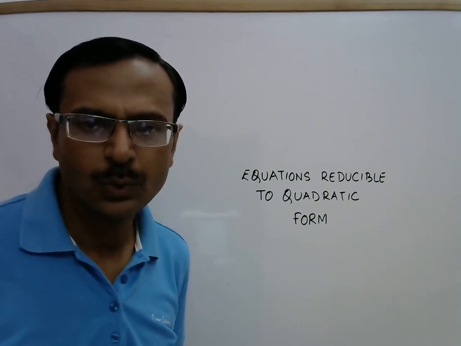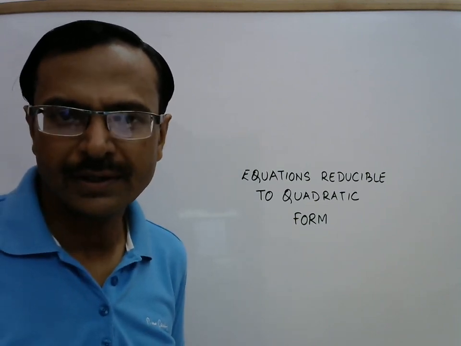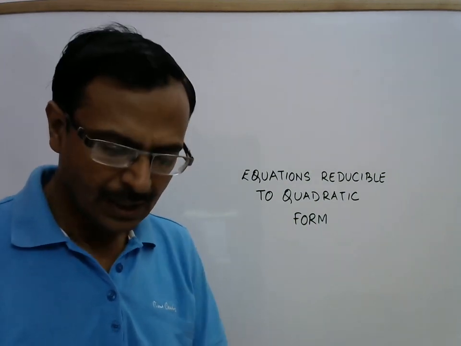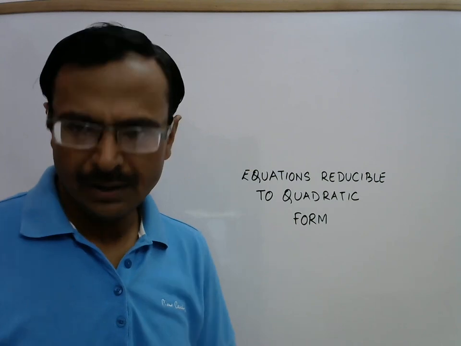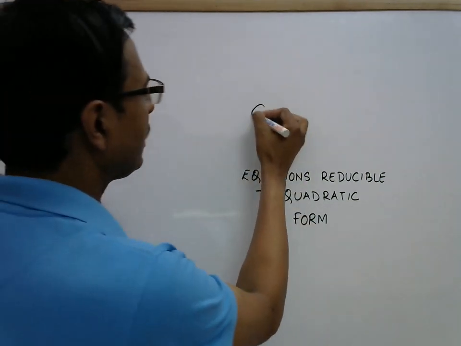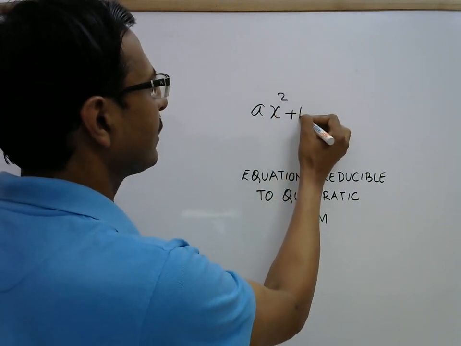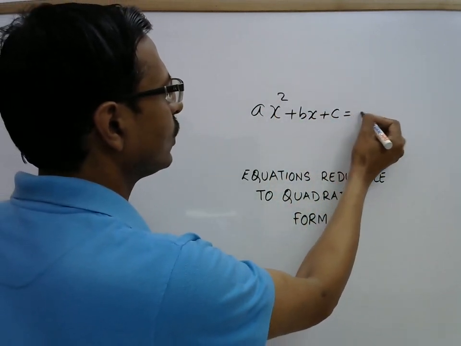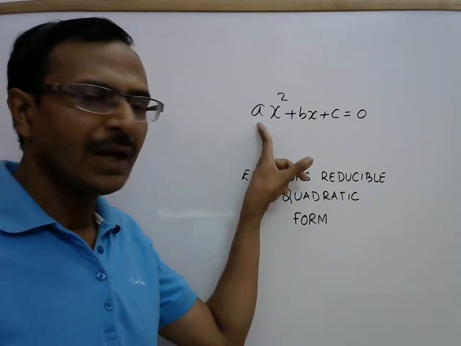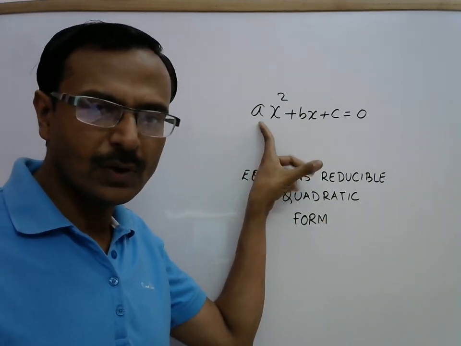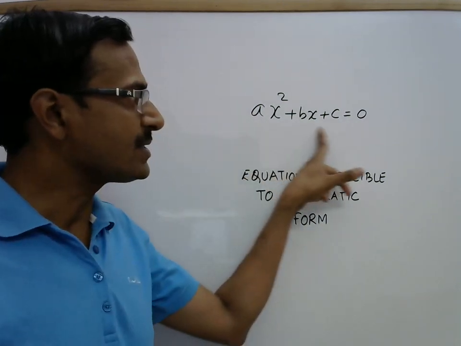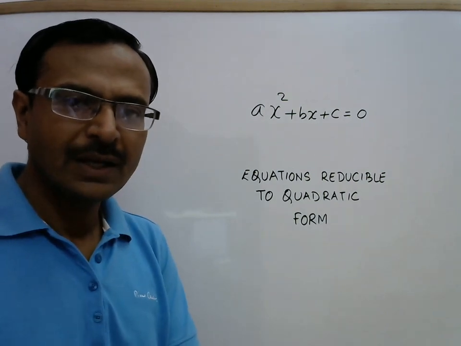As I just tell you, what are the equations reducible to quadratic form? Now see, those who have been following the live streams now know that any equation in the form of ax square plus bx plus c equal to 0 is known as a quadratic equation. And here a cannot be equal to 0 because the degree should be 2. So this is a standard form of a quadratic equation.